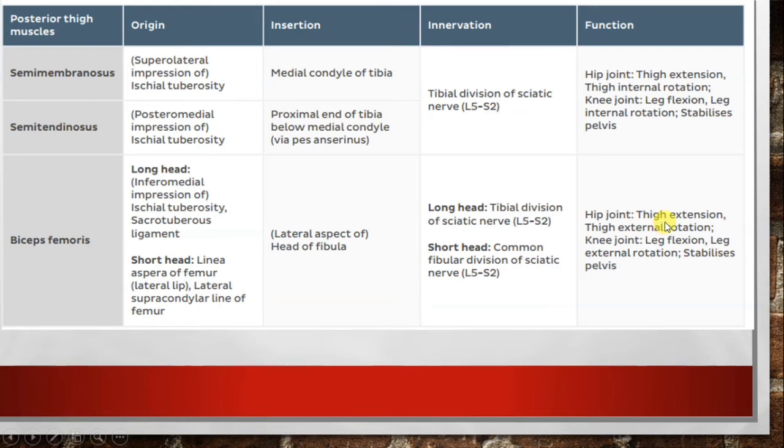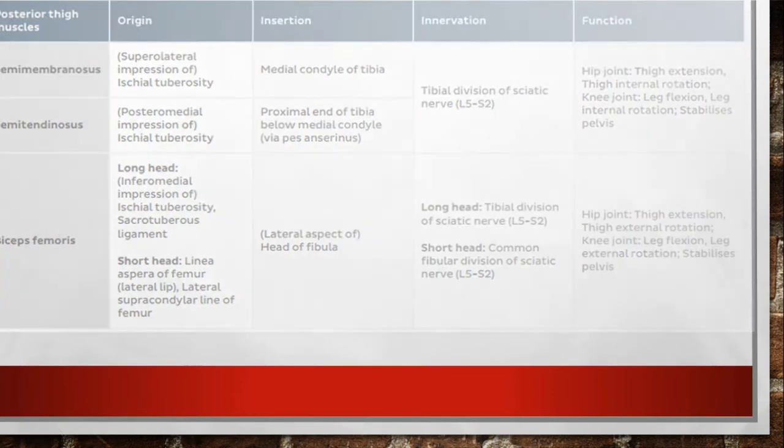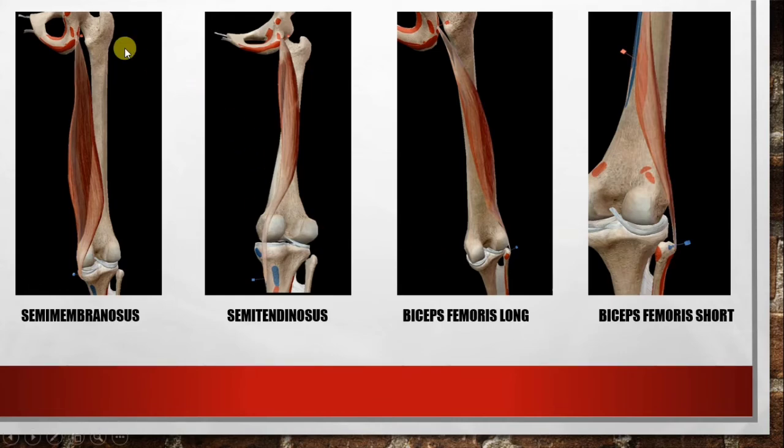Now at the hip joint it does thigh extension and thigh external rotation, while at the knee joint it does leg flexion, opposite of the anterior muscles of the thigh. So we'll see in these pictures clearly it's arising from the ischial tuberosity. This is the semimembranosus, attached towards the medial side of the tibia. It also has a function in medial rotation as well as extension of the thigh.